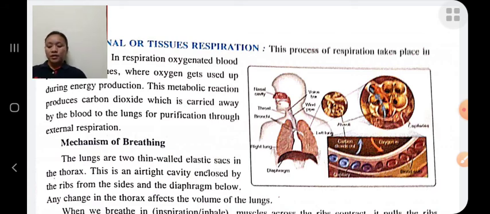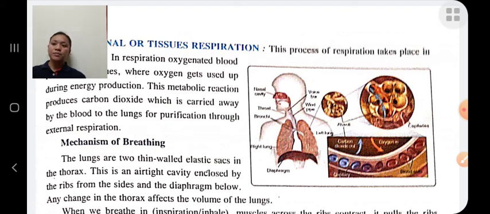Cardiac output means the amount of blood pumped out by the heart in 1 minute. In 1 minute, our heart pumps about 5 to 6 liters, about 20 liters in exercise, whereas in trained athletes the heart pumps about 40 liters.